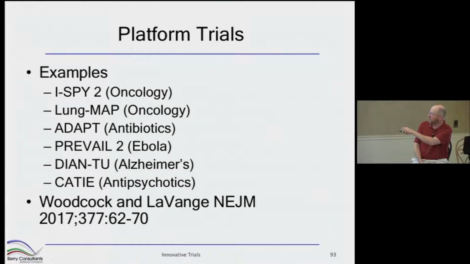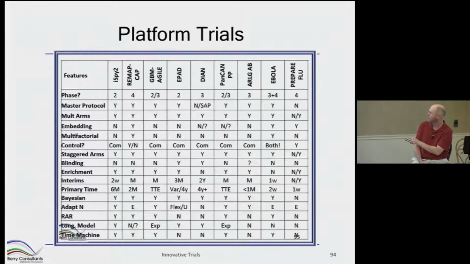ADAPT is really a concept trial for resistant antibiotics. This is not the Ebola trial I was describing. We did something for the Gates Foundation. This is something with the NIH. This is another Alzheimer's trial separate from EPAD. And then this is an antipsychotic. There's actually a whole bunch of, so these are some more examples.